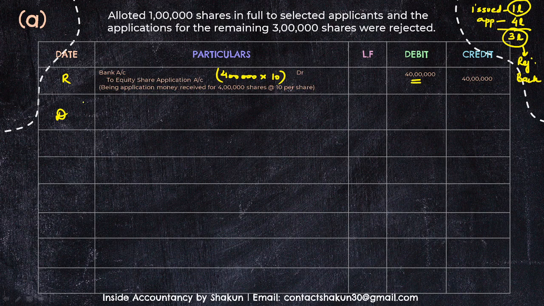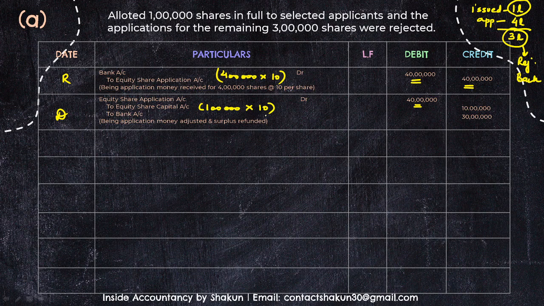Then in the due entry we are going to make an adjustment of this 40 lakh. So our entry will be equity share application. It will be debited with the same amount with which it has been credited in the previous entry, that is 40 lakh. For equity share capital, the amount always is put on the basis of number of shares issued. Number of shares issued were 1 lakh. 1 lakh shares multiplied by the rate of application, that is 10. So 10 lakh will come in equity share capital. And they were saying the remaining 3 lakh shares were rejected. So 3 lakh multiplied by 10, because they had also paid at the rate of 10 only. So 30 lakh is the amount that is refunded.